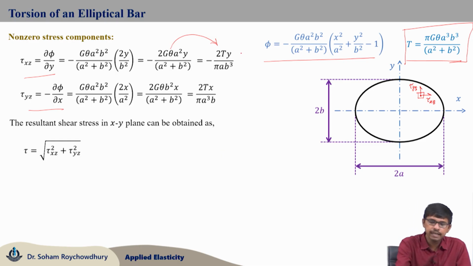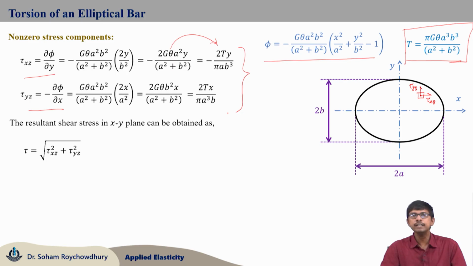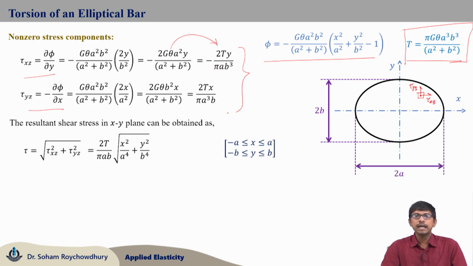Substituting tau xz and tau yz in terms of these equations, we can write the resultant shear stress as 2t by pi a b root of x square by a to the power 4 plus y square by b to the power 4, where x is varying between minus a to plus a, y is varying between minus b to plus b. Now, we are interested to find out the maximum value of the shear stress, the point at which this shear stress would be maximum.